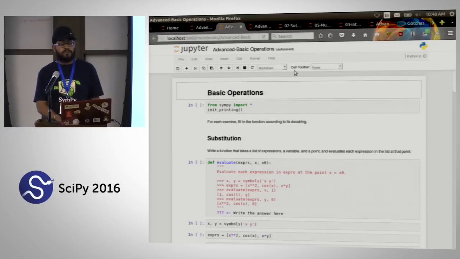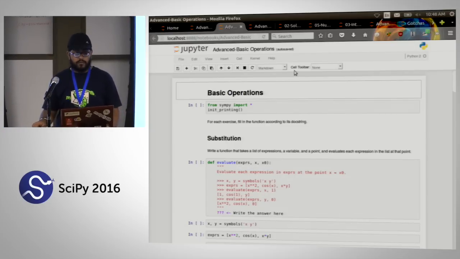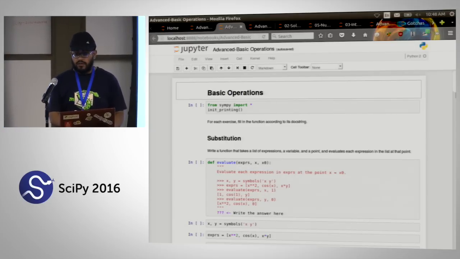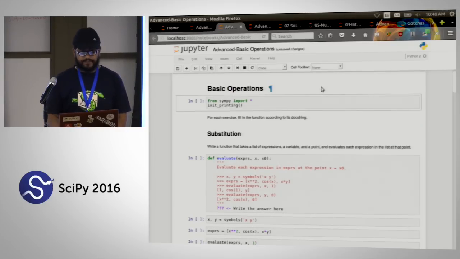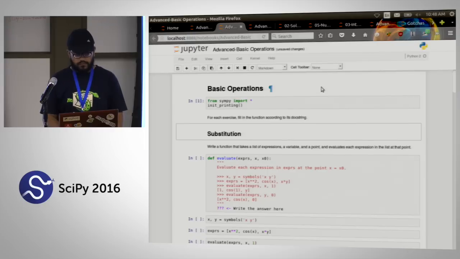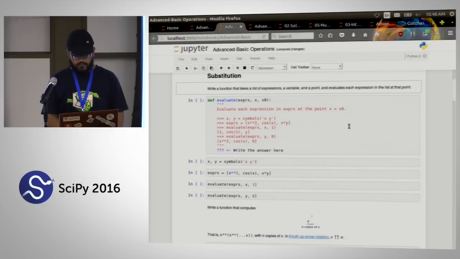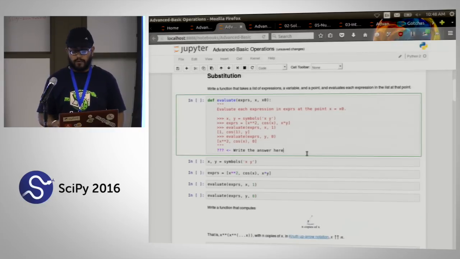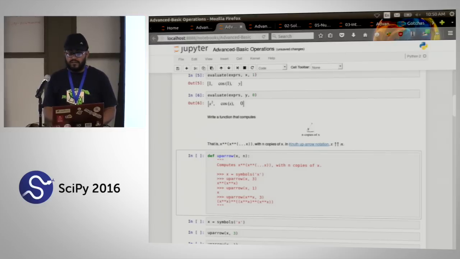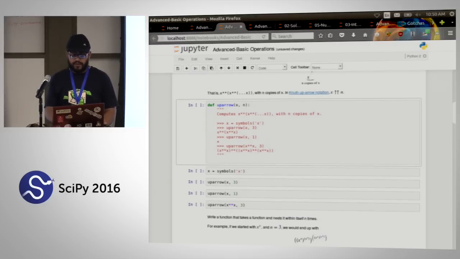So please open this notebook. We will try some basic operations that will make your life easier in SymPy. So try these exercises out and let us know if you have trouble. So try the next exercise, up arrow.